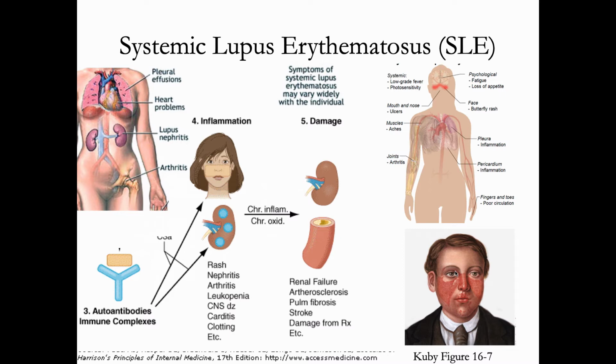Our patient might have arthritis because of the immune complexes in the gut. They may have heart problems if immune complexes are depositing in the heart. They may have issues in the lung if immune complexes are in the lung. They may have rashes if the immune complexes are in the capillaries of the skin. Nephritis, arthritis, leukopenia, carditis, clotting, all sorts of things. Renal failure, atherosclerosis, pulmonary fibrosis, stroke.